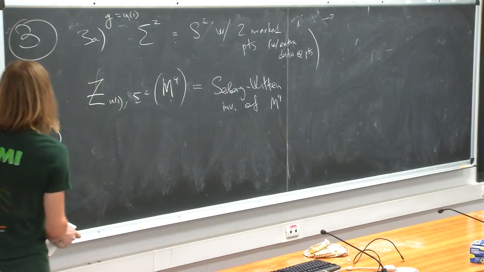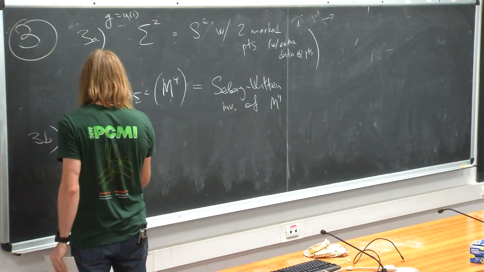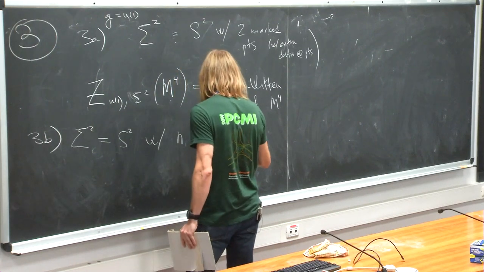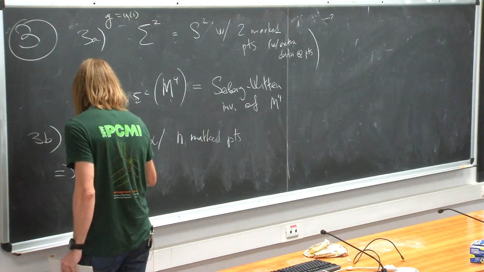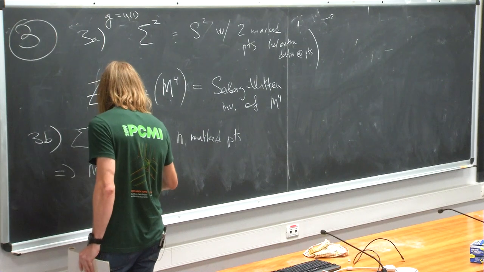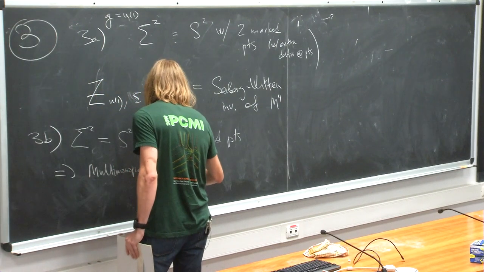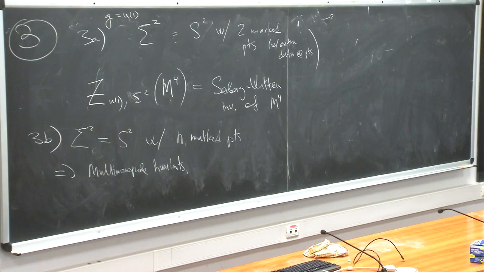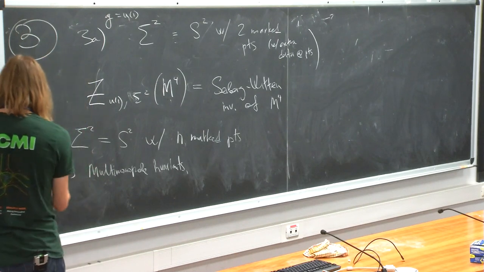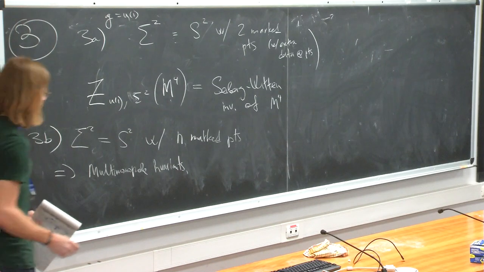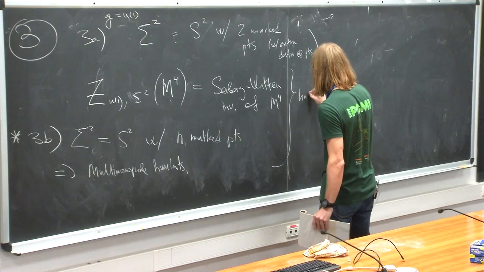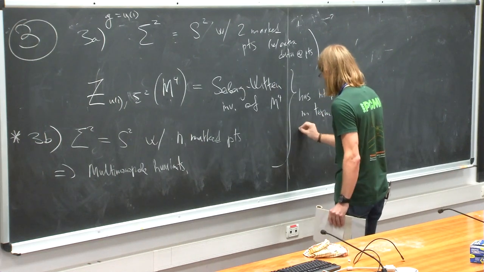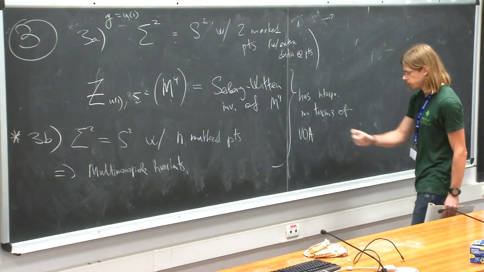And one can try to generalize this. So take sigma to be S2 with n marked points. And this gives me what is called multi-monopole invariants. This is a generalization of Seiberg-Witten invariants of four manifolds, where instead of one Higgs field, you have multiple Higgs fields. So this is another case which I will focus on in my lectures. And moreover, all this can be interpreted in terms of the VOA, vertex operator algebra, which appeared before.